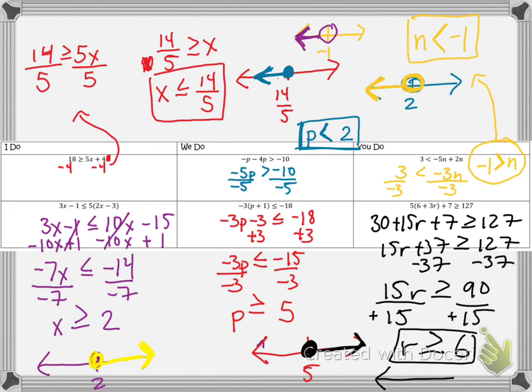Here's your number line. Here's 6. And then let's go ahead and color it closed in and going to the right.